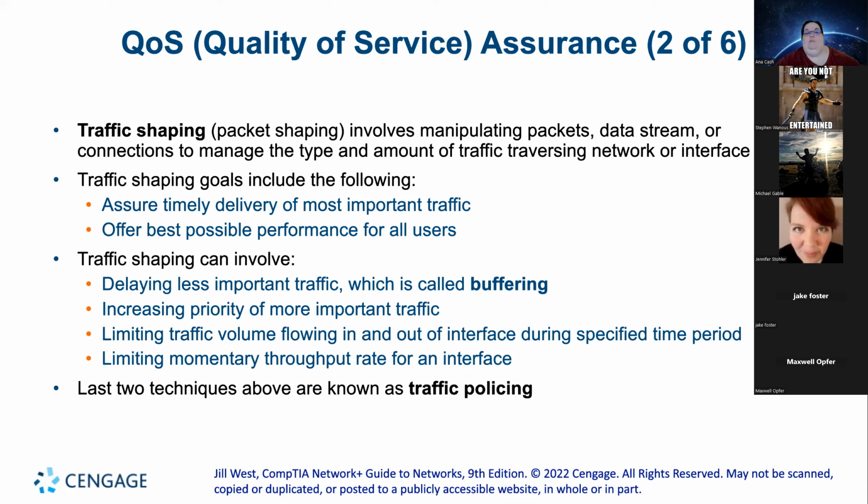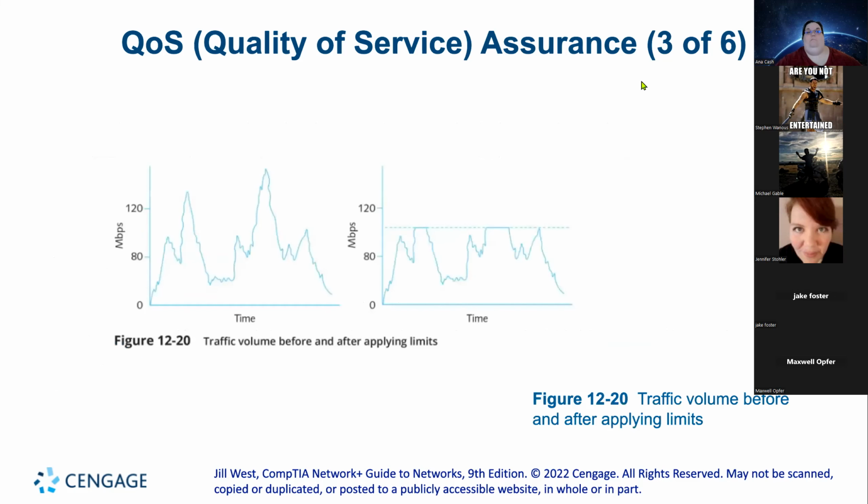Traffic shaping can involve delaying less important traffic, which is called buffering, increasing priority of more important traffic, limiting traffic volume flow in and out of an interface during specified time periods, and limiting the momentary throughput rate for an interface. The last two techniques are known as traffic policing. And this just shows graphs of traffic volume before and after, and you can see how it has those huge peaks. And then they're like, oh, okay, during these times we need to cap that. And you can see what happens after that time.